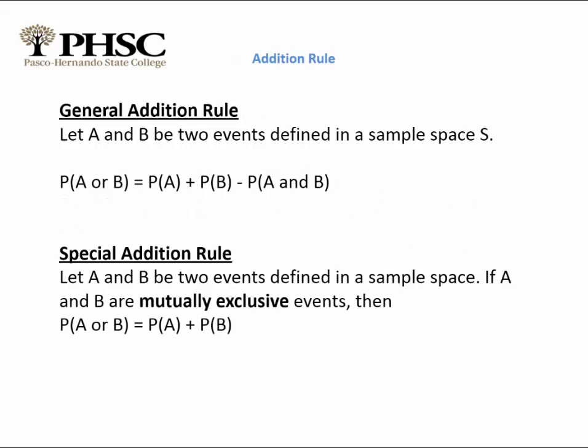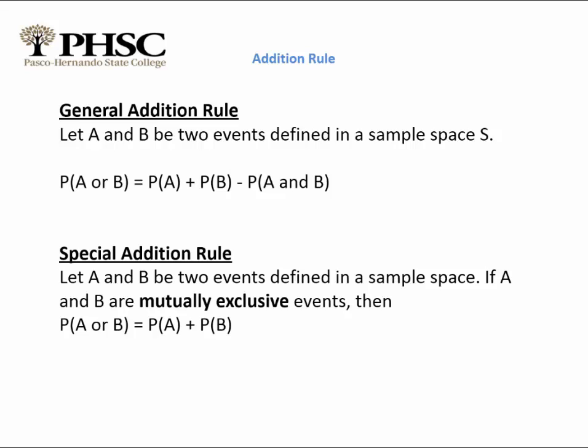So that leads us to two rules. The first one is the general addition rule. Let A and B be two events in the sample space. So P of A or B is equal to P of A plus P of B minus P of A and B. And we talked about this in the earlier lecture when we talked about the queen.